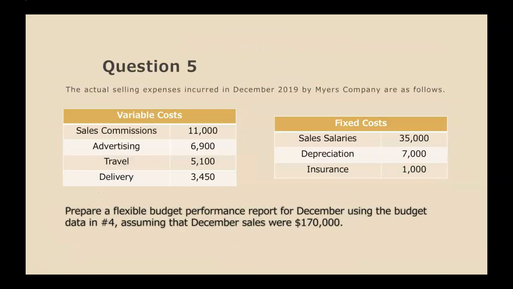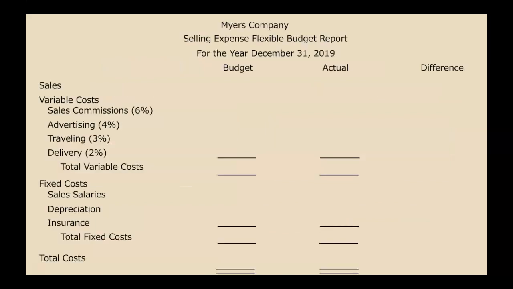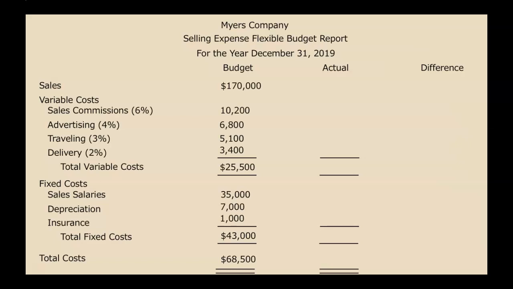And what actually happened is there in our tables that were given. So we actually had sales commissions of $11,000, actually had advertising expenses of $6,900, right? We're going to compare those to what we expected as our variable costs going in. So our budget information, that all comes from our flexible budget that we just did. Our actual, that's going to come from the information that we were just told, right? So 170,000 in sales. We look at that table that we were just given. Our sales commissions were 11,000.